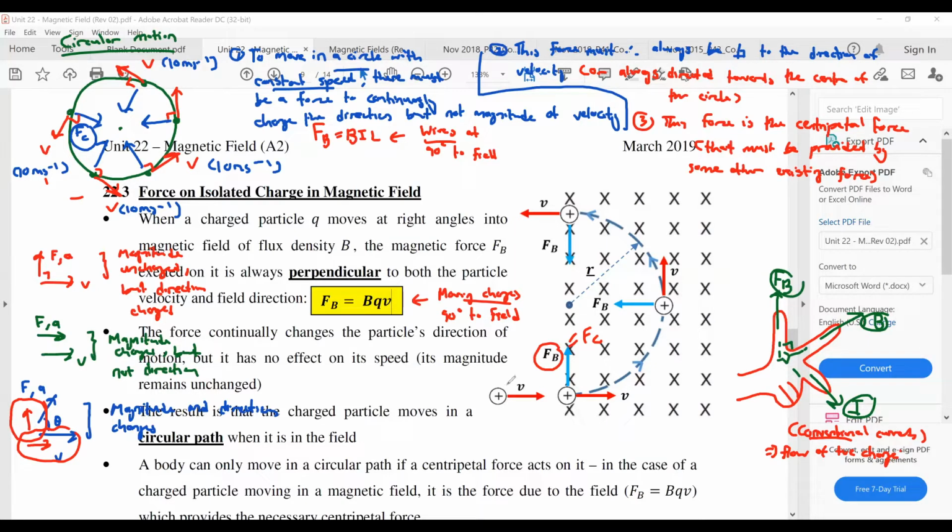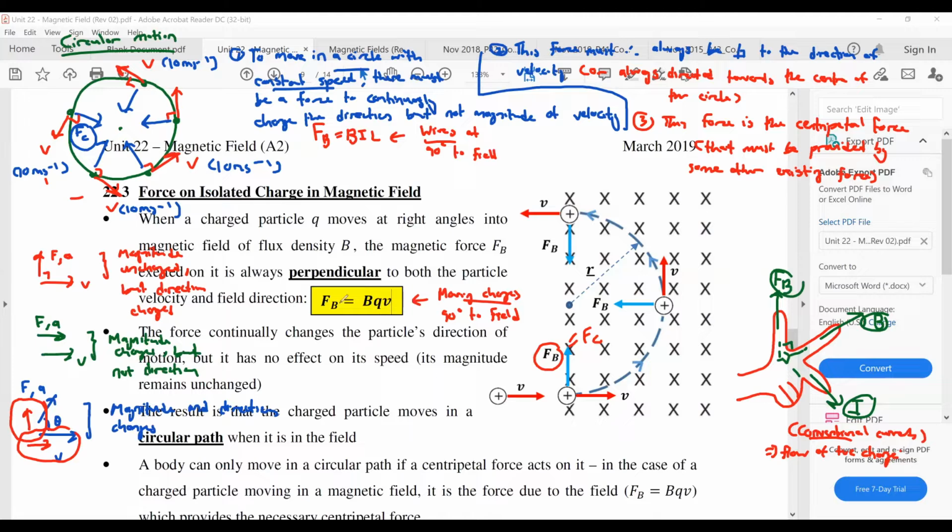How is it possible that a charge can move in a circle? It's because from Fleming's left hand rule, you see that no matter how the direction of current changes, no matter how the direction of your charge changes, FB is always going to be perpendicular to it. So this already satisfies the requirement for it to move in a circle.